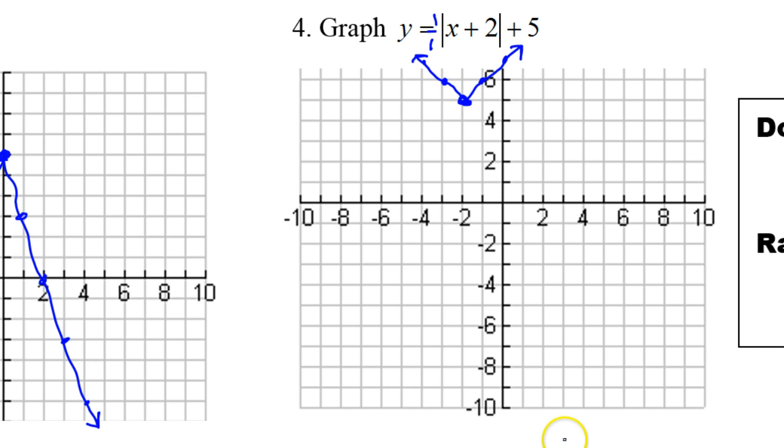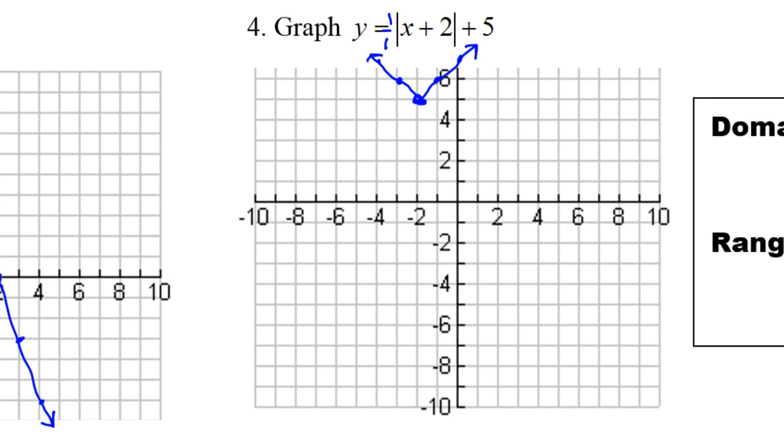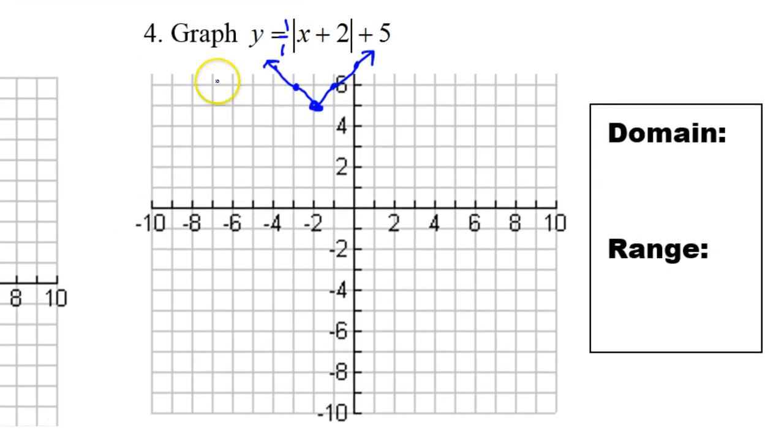Okay. Now the domain and range. The domain, again, will be negative infinity to positive infinity, left and right forever. The range is the y values from bottom to top. So the lowest value is at 5, and then it goes up forever. So 5 to infinity.